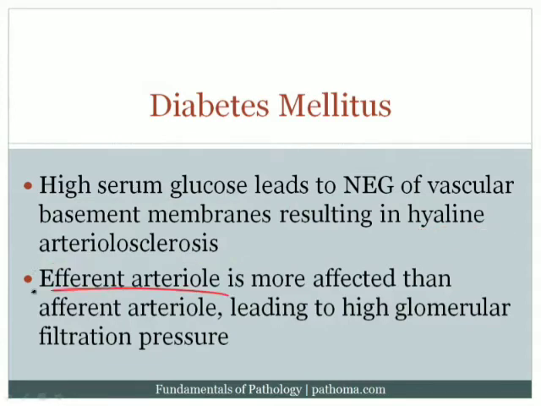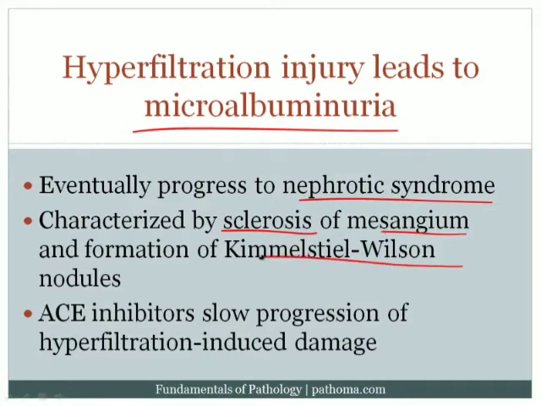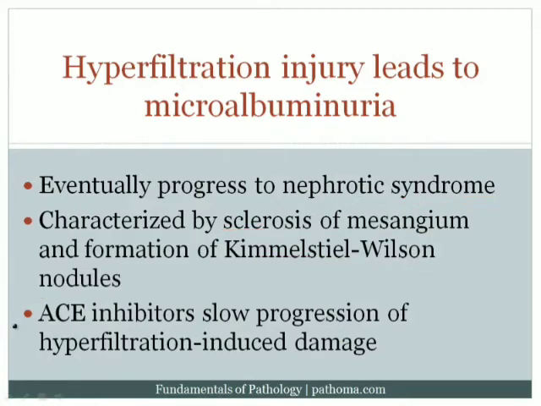Of course, the efferent arteriole is preferentially affected, leading to a high glomerular filtration pressure. The high filtration pressure results in microalbuminuria. This eventually progresses to nephrotic syndrome. The hallmark of nephrotic syndrome would be that you would see sclerosis of the mesangium, and that sclerosis results in these classic nodules called Kimmelstiel-Wilson nodules. And as I've mentioned, ACE inhibitors would slow the progression of hyperfiltration-induced damage.